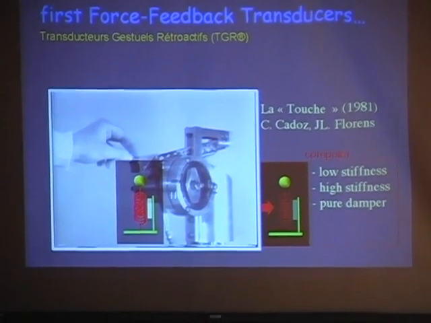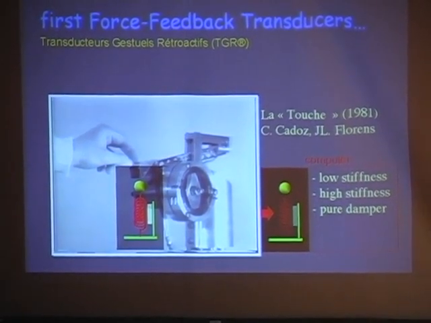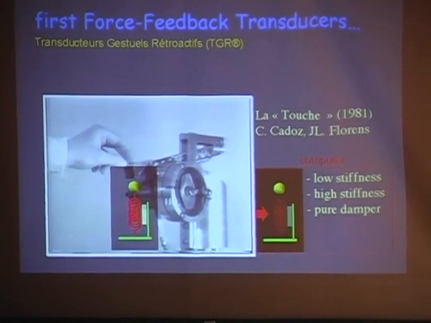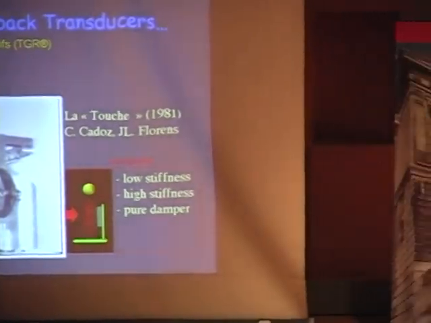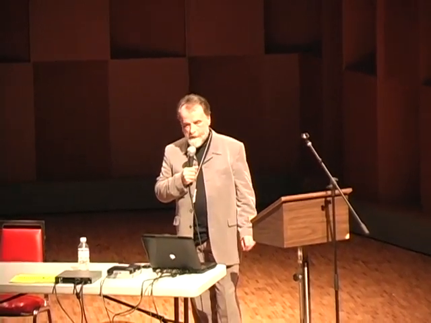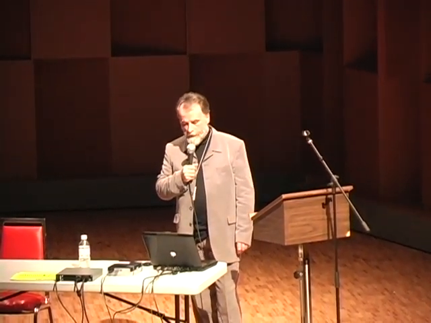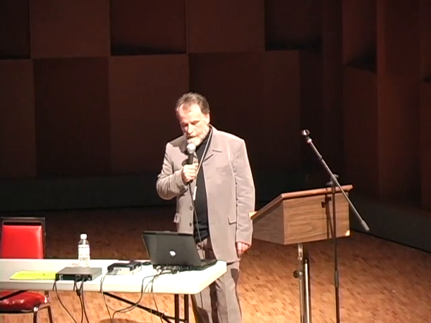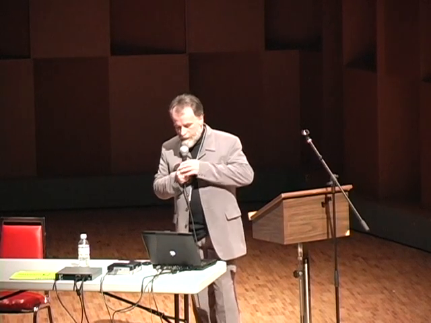In the computer, we simulate a very small, very simple object made with a spring and a little mass, and this object is manipulated through the keyboard. And we will see three examples: first low stiffness in the keyboard, second high stiffness, and third a pure damper, that is no stiffness.